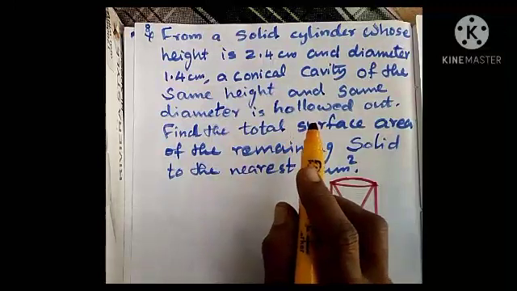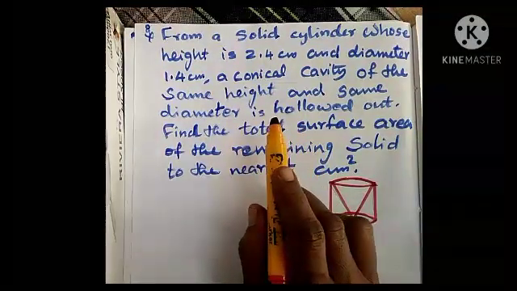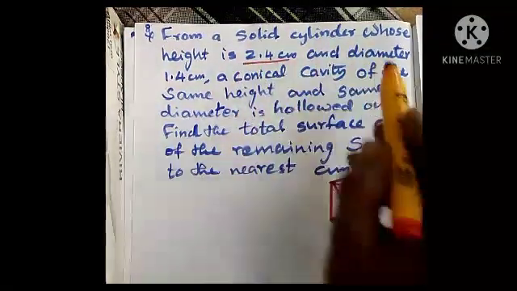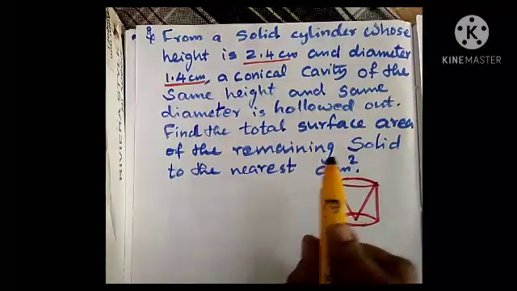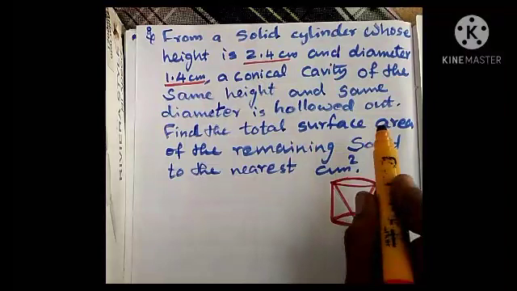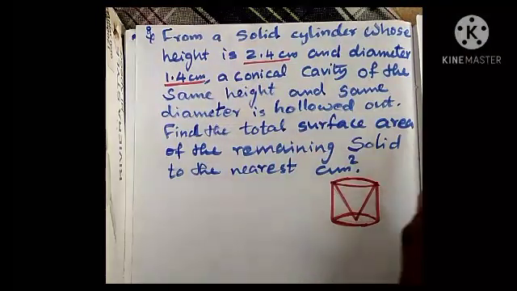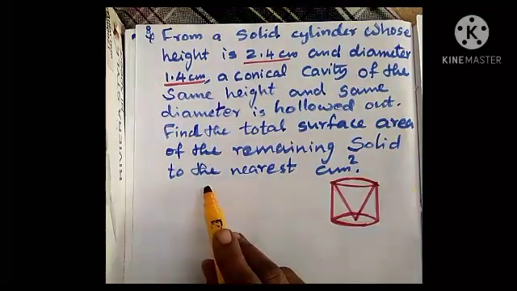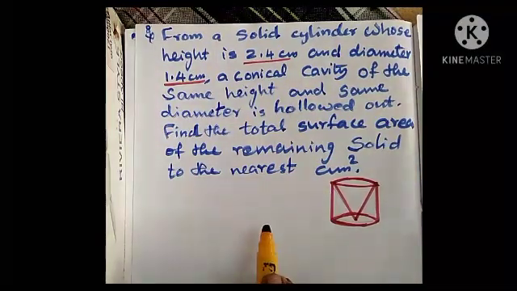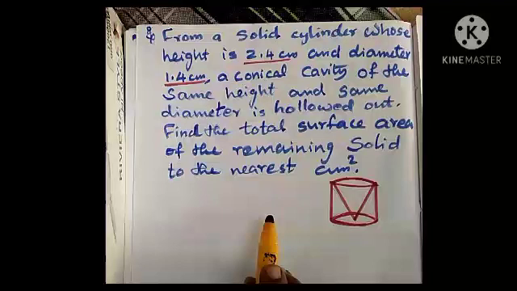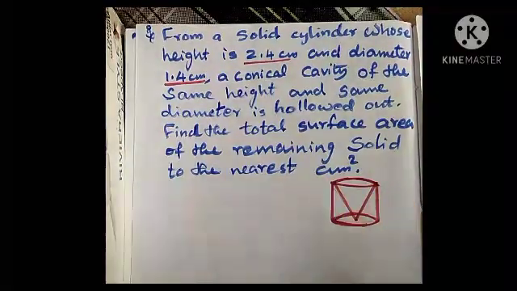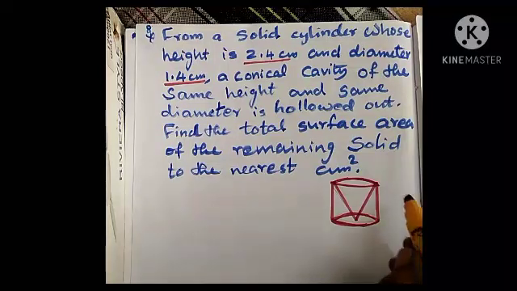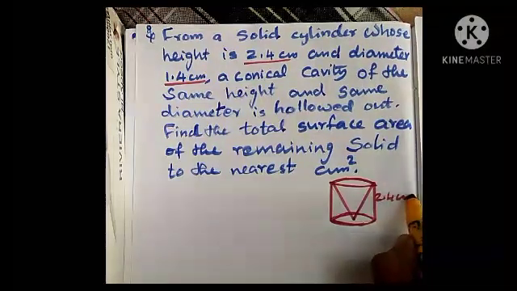From a solid cylinder whose height is 2.4 centimeters and diameter 1.4 centimeters, a conical cavity of the same height and same diameter is hollowed out. Find the total surface area of the remaining solid to the nearest centimeter square. Okay, so here it is given, from a solid cylinder whose height is given. What is the height of the cylinder? 2.4. So here it is 2.4 centimeters.